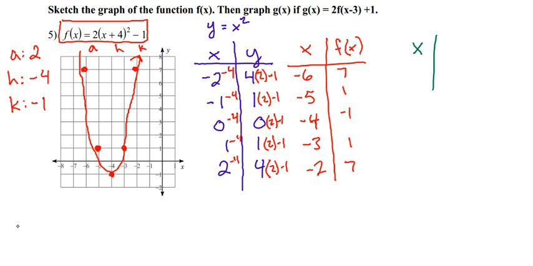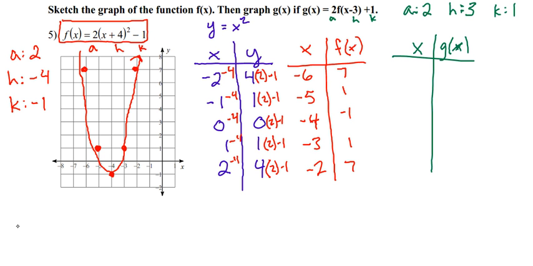Well, how do we get g of x? G of x is a transformation of f of x. Okay. It has its own a, h, and k values. And we need to know what those a, h, and k values are so that we can apply the transformation to these points. Okay, we're transforming points. A is 2, h is, you're right, it's 3, and k is 1.